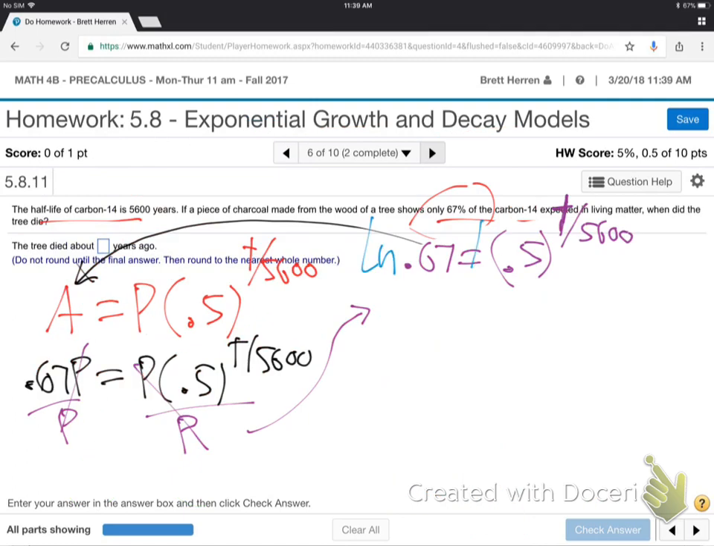So ln of both sides, right? Because you want the T to come down. You're trying to solve for it. So the whole power drops down. And what do we get? We get T over 5600 times ln 0.5. The other side, ln 0.67. We good so far? To there, so we got it out of the power, right? ln brings the power down.